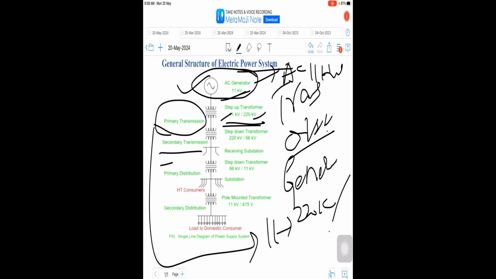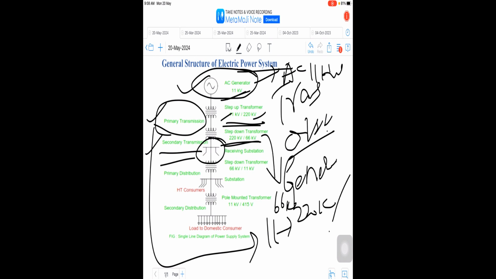Next is secondary transmission. In secondary transmission, it is stepped down from 220 kilovolts to 66 kilovolts. So generally step down operation is done here by the receiving substation. So you have a receiving substation here, in order to receive that, so it's been reduced from 220 kilovolts to 66. So there are two types of transmission as we understood. One is primary transmission and the other one is secondary transmission.